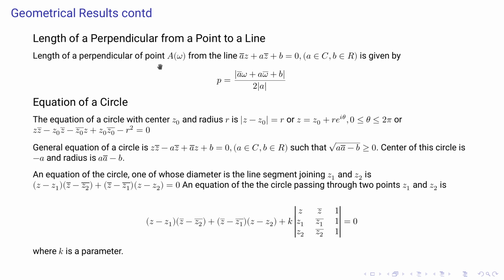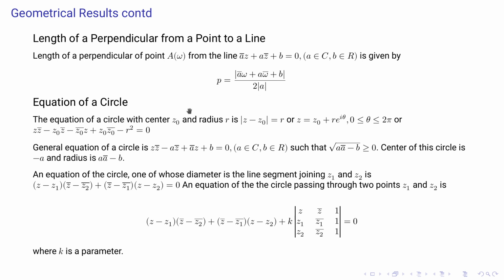So the length of a perpendicular from a point A, which is represented by complex number omega, to the line A bar z plus A z bar plus B is equal to 0, where A is in the complex number set and B is in the real number set, is given by p is equal to mod of (A bar omega plus A omega bar plus B) by 2 mod of A.